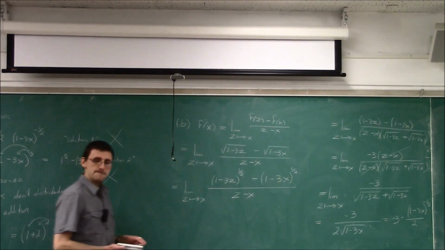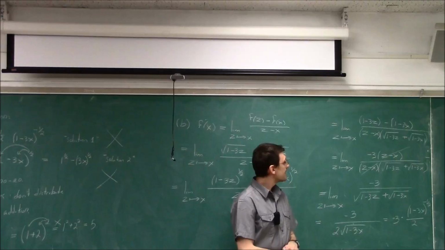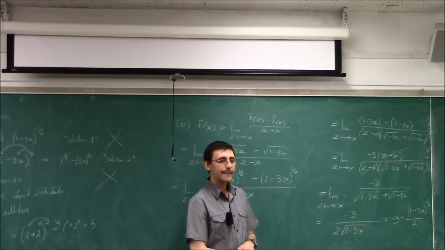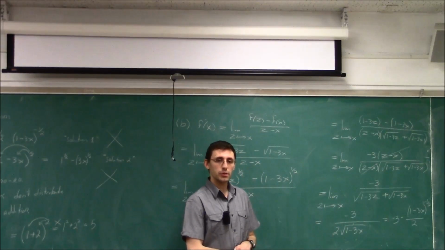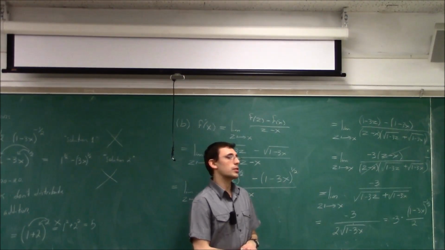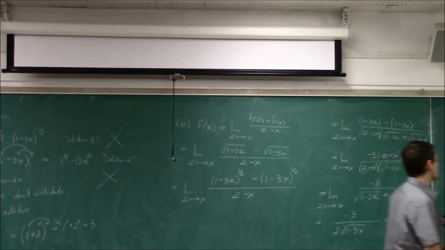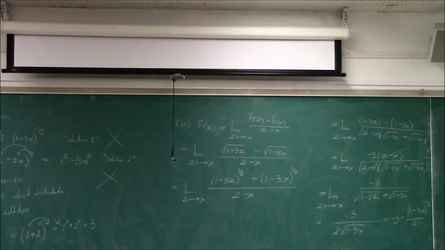Okay? How did you know to multiply by root of 1 minus 3z plus root of 1 minus 3x? Why did I know to multiply by the conjugate? Is the conjugate always the opposite sign? No, the conjugate of the cube root would not be the opposite sign. It's just usually people are not tortured by it. But that's a very wonderful question.